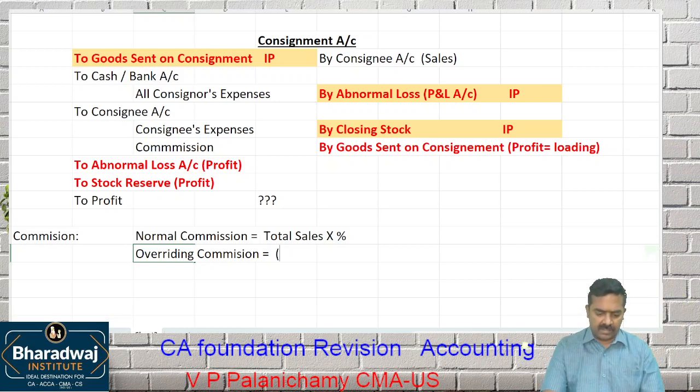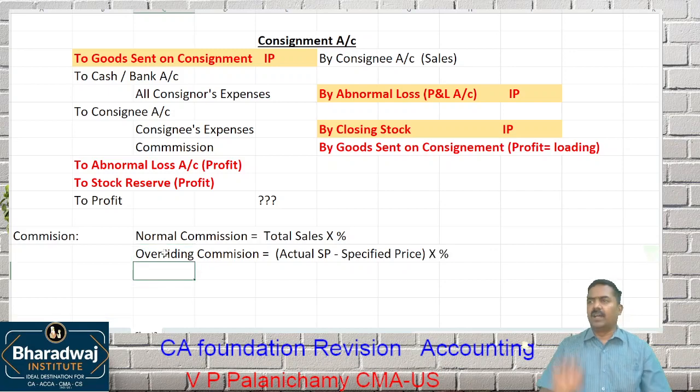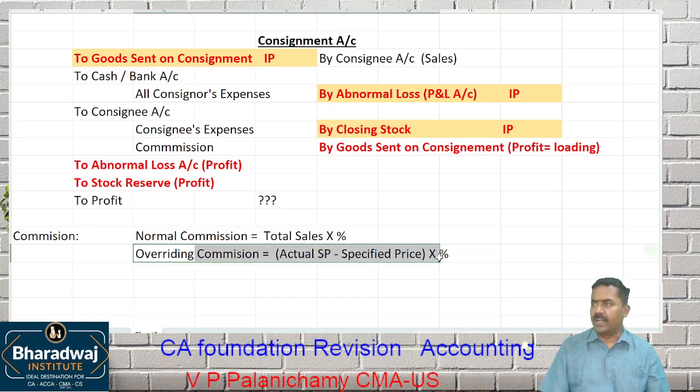Simple. Take the actual selling price minus specified price into the percentage. For example, I tell you to sell the goods at 1,000 rupees per unit. If you sell at 1,000 rupees, you get 2% commission. That is normal commission. If you are selling for more than 1,000, for the extra selling price, you will get extra commission. That is called overriding commission: actual selling price minus specified price into the percentage.